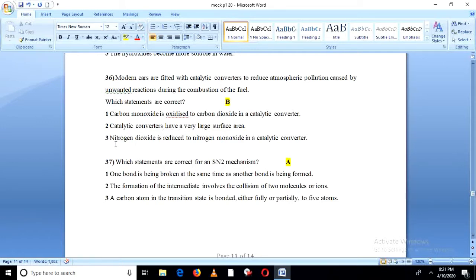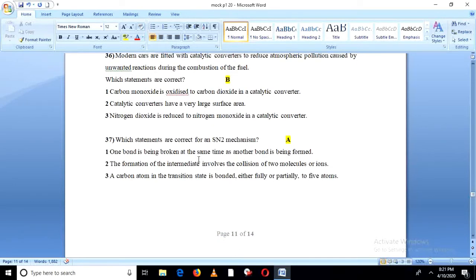The third statement was wrong. Here he was saying nitrogen dioxide is reduced to nitrogen monoxide in a catalytic converter. This is not so. Actually, nitrogen dioxide is converted into nitrogen in the catalytic converter. So our third statement is wrong. So our first two statements are right and our best suited answer is B.